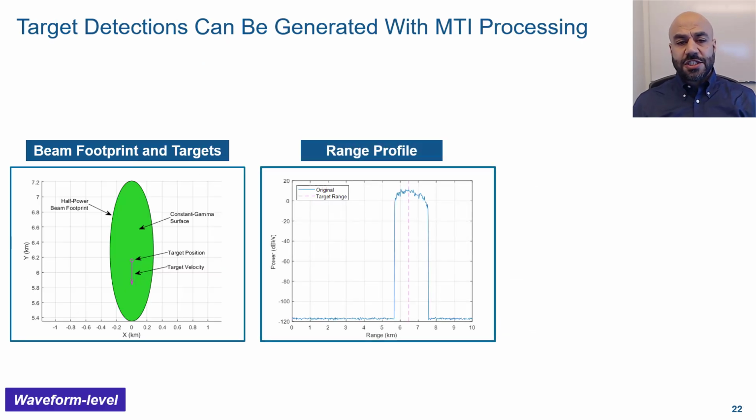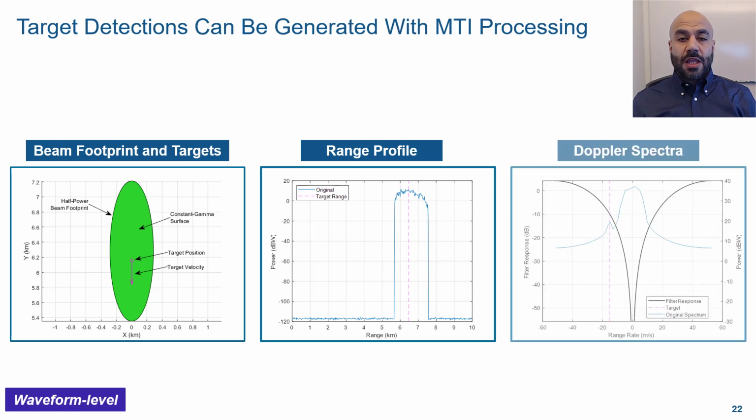Let's see how we can model this scenario. By running the simulation and generating the IQ signal, we can look at the range profile of this scenario. By looking at the range profile, we notice that we can't visually see any target within it. And then when we look at the Doppler spectra, we see that there are two different returns. One is located at the 0 range rate, and the other one is located around minus 20 meters per second range rate. The black line is showing the response of the MTI filter.